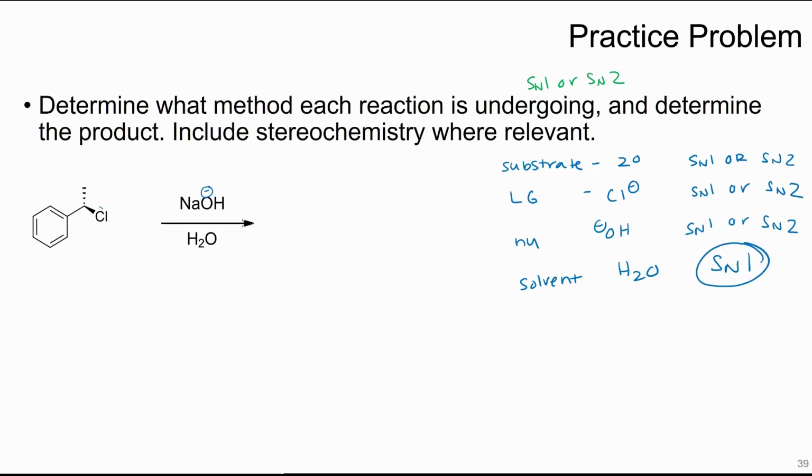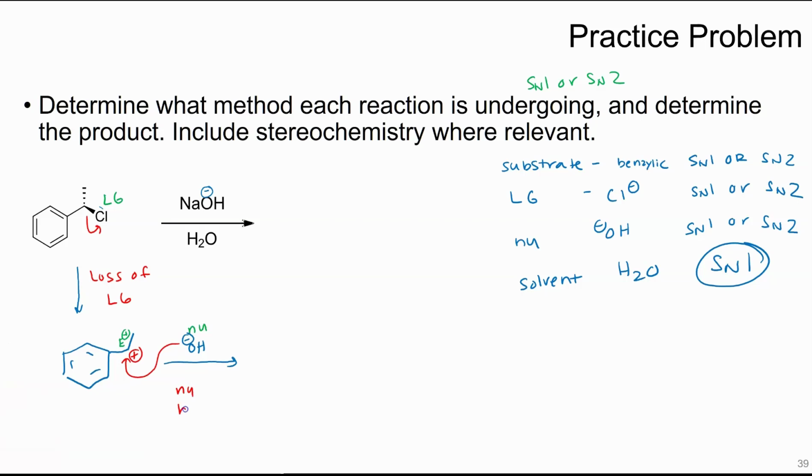So my reaction is going to go SN1. So I have my leaving group. So the leaving group will leave. Actually, the substrate here is benzylic. This is loss of leaving group. So I have an OH minus. This is my nucleophile. This is the electrophile. I'm going to do a nucleophilic attack, and the OH gets added there.